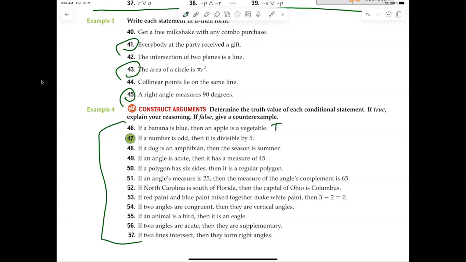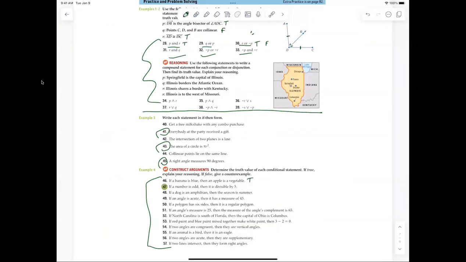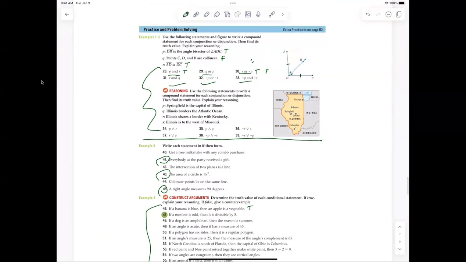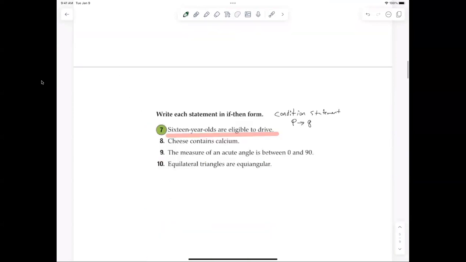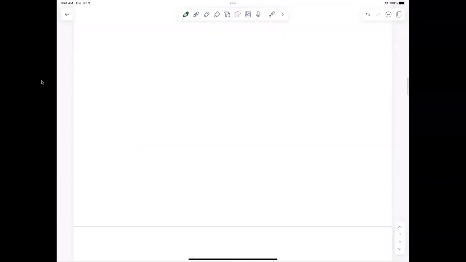So here we go. Here's your job. 28 through 39, 41, 43, 45, and 46 through 57. Please. 28 through 39. Those are easy. Whatever this assignment, whatever page this is, it is pages 125 through 126. Does anybody else need me to repeat that?